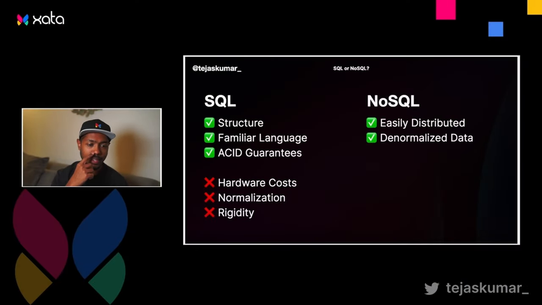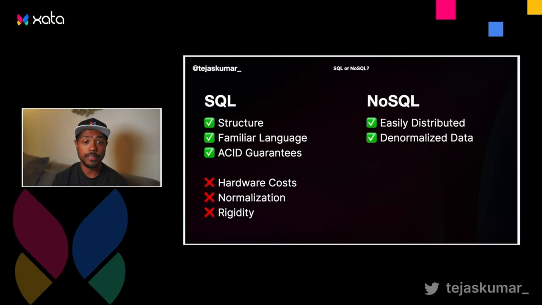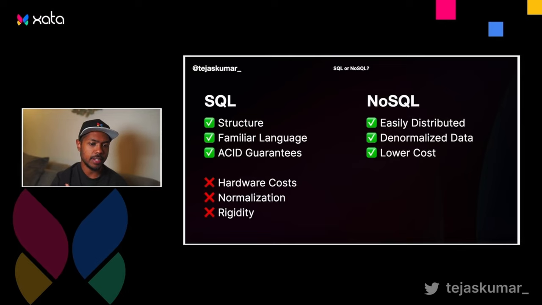Number two, the data is denormalized. Just like normalization was a con in SQL, denormalized data is a pro here. Why? Because there's no expensive lookups. There's no joins. These things take time. You don't have that in NoSQL, therefore it's faster. Number three, lower cost. It's much cheaper to buy 50 slow or cheap machines and put different NoSQL partitions on them instead of buying one super powerful computer, or multiple super powerful computers. Because of that, it's actually much cheaper.